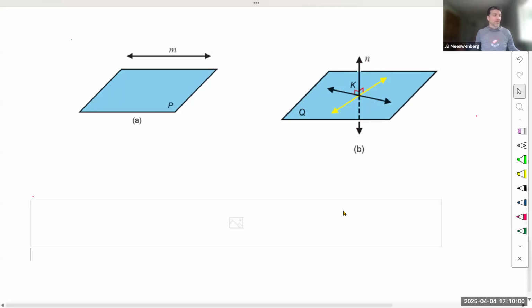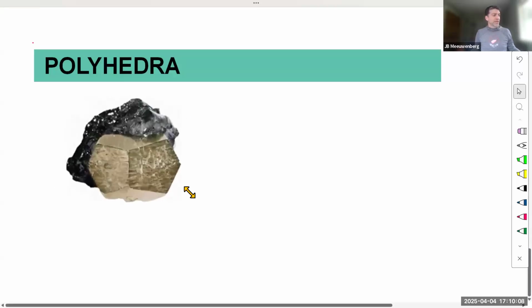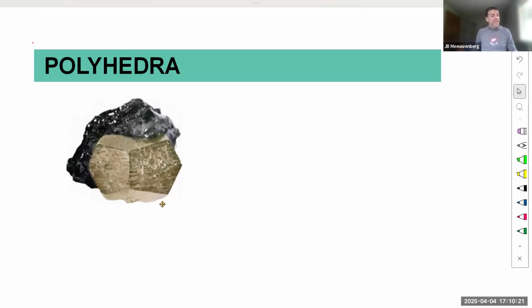We're going to spend a lot of time talking about polyhedra. So we'll start with a little picture of a real life object, right? This rock. What do you notice about this rock here? So here we have a crystal embedded in this rock. It's a three-dimensional object, and it has flat sides. And this happens to have 12 pentagonal sides.